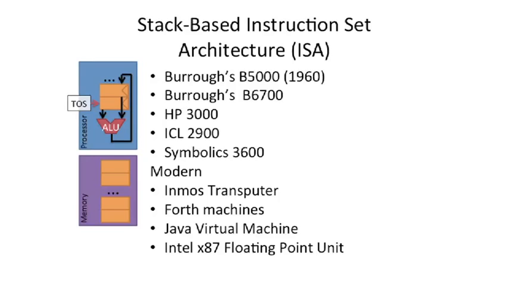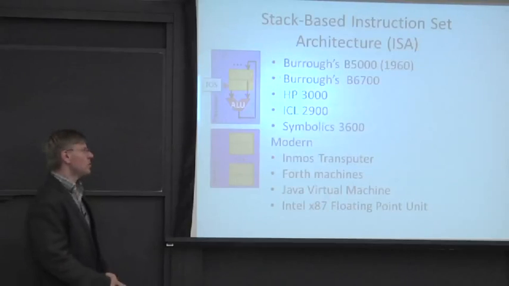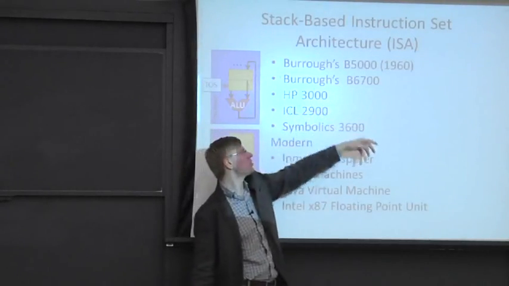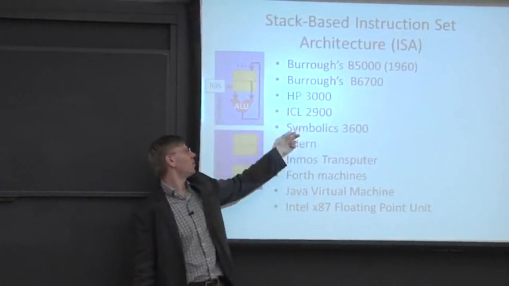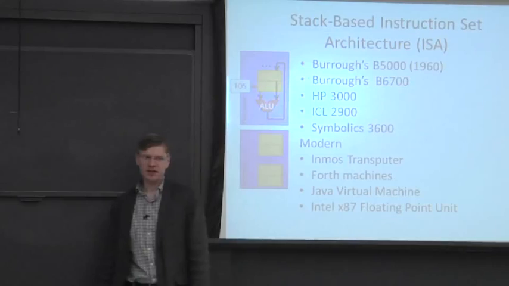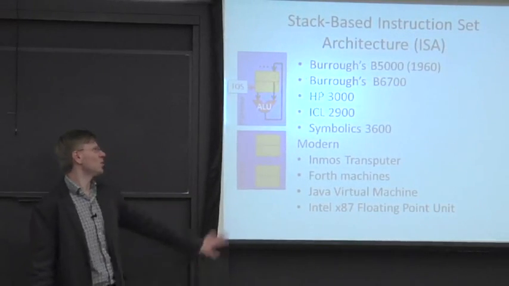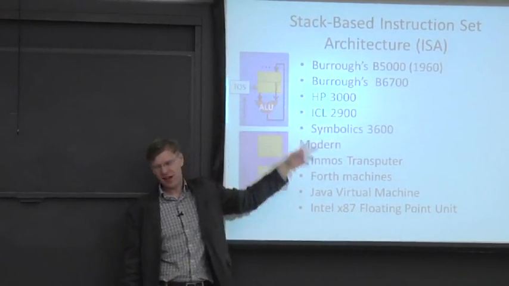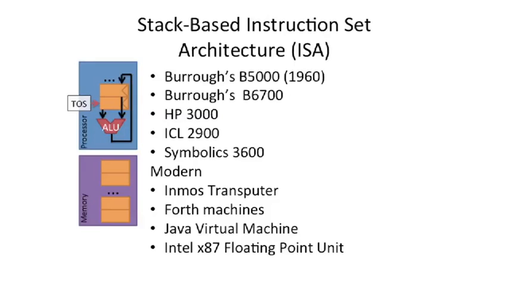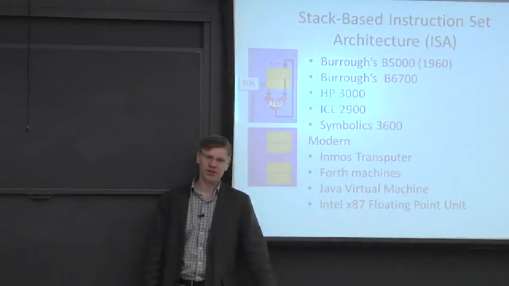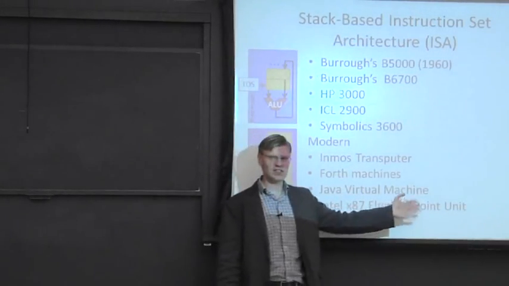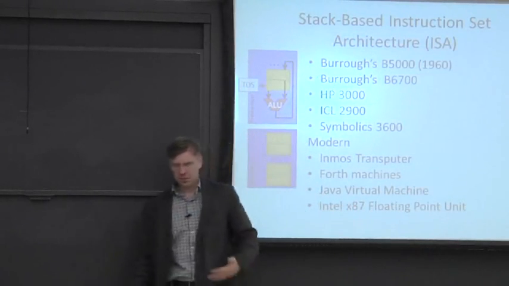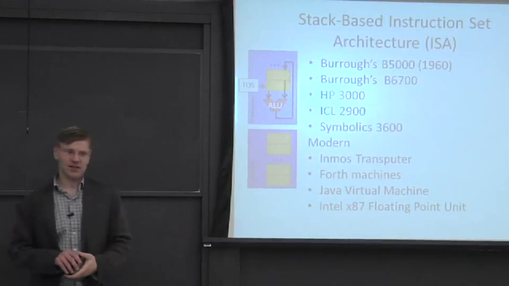Okay, so let's go into a little bit of depth about a stack-based architecture. Some examples of this are the Burroughs 5000 and the Symbolics machines, which were stack-based. These are machines from the past. There are a few more modern examples: the Java virtual machine is actually a stack architecture, and also Intel's old floating point system, x87. They've since deprecated this, but it's still relatively modern. It was a stack-based instruction set architecture.